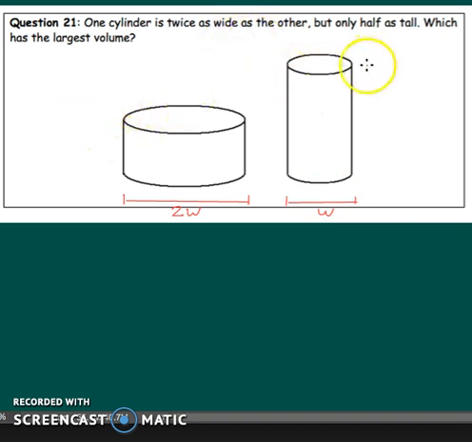As for the height, this cylinder has a particular height, and then the second cylinder has a particular height that is twice as much as the first one. So I'm going to call the first one H, and then I'm going to give the second cylinder height 2H. And now I can begin.